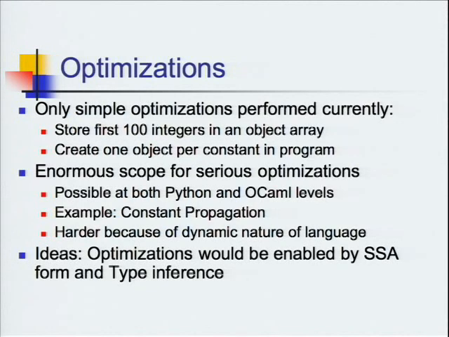Of course, compiler optimizations in Python are much harder than in languages like C or Fortran or Java because of the very dynamic nature of the language, which can strike at pretty much any time and in any way. We are currently looking at optimizations that might be enabled by SSA form and type inference. We think that these would be necessary steps to do before performing any serious optimizations. However, this is kind of where we are at right now, and we're looking for ideas on how to actually implement those.